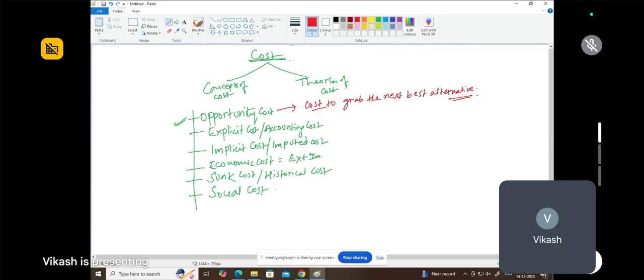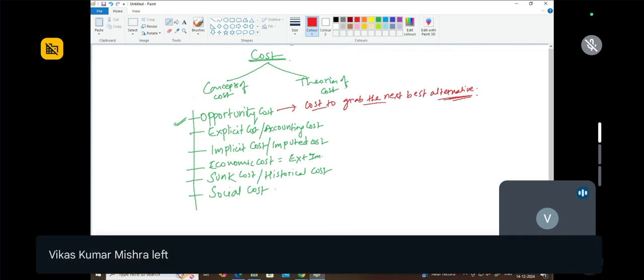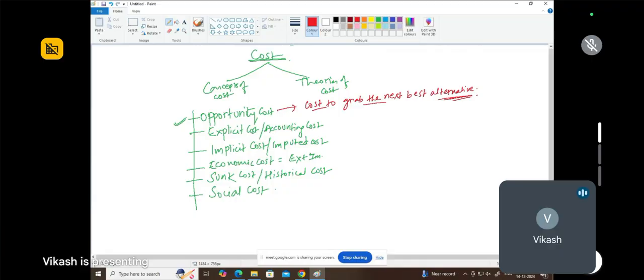For example, if you have left your job or left your housework to sit with me in the classroom at this time, so to grab this alternative, this education, this knowledge journey of yours, you are choosing the class. When you are choosing the class, you are sacrificing something. Yes, you are sacrificing something. So that sacrifice is the cost to attend this class.